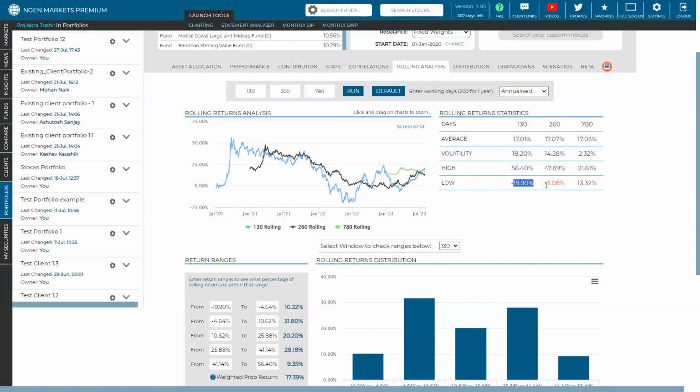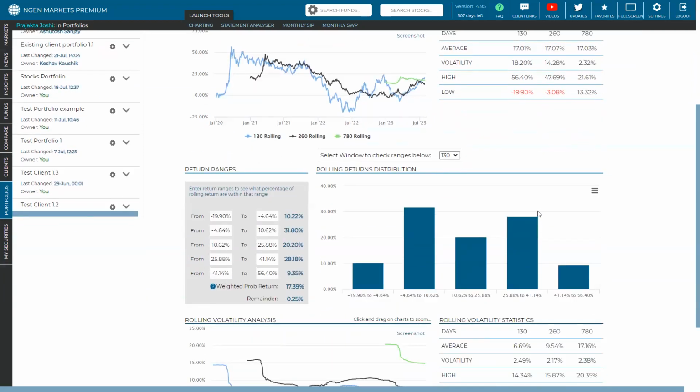As we hold on to a 1 year period, it becomes a low of negative 3.08. And as the holding period increases to 780 days, that's 3 years, the lowest that this portfolio has ever generated also becomes positive, and that's a 13.32% positive lowest return, right? The average return, of course, is 17.03%.